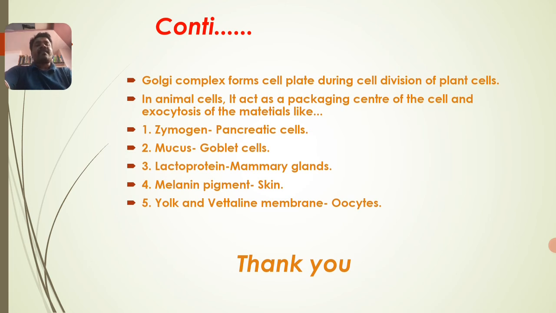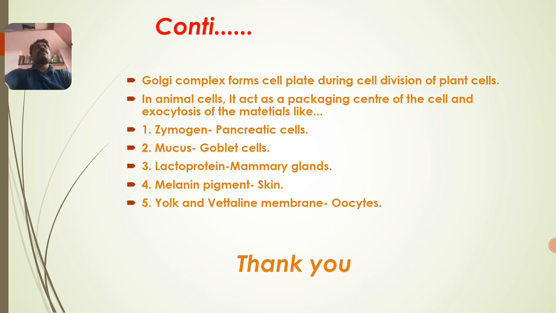One is zymogen, a kind of enzyme secreted from the pancreatic cells. The next is mucus from the goblet cells, which comes out by exocytosis. The mammary glands secrete lactoprotein. Melanin pigment is secreted from the skin cells. And yolk and vitelline membranes are secreted from the oocytes. So these secretory substances come out from these cells in the form of vesicles. Hence it is called the packaging center of the cell.